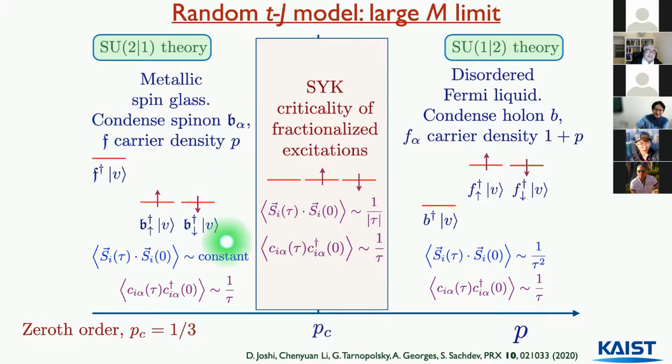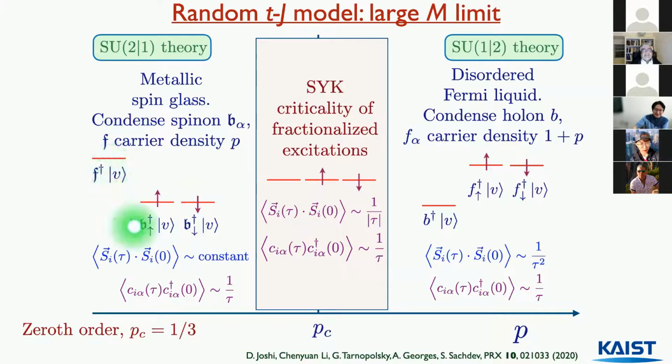And so here you want to make your spinons bosons. And when these spinon bosons condense, you're going to get a spin glass order because the bosons carry spin. And the spin correlation function will go to a constant because of this condensate. So that's precisely a spin glass state. And you'll get holons, which are fermions, and the density of these carriers is p, not 1 minus p. And therefore, this is exactly a small Fermi surface state.